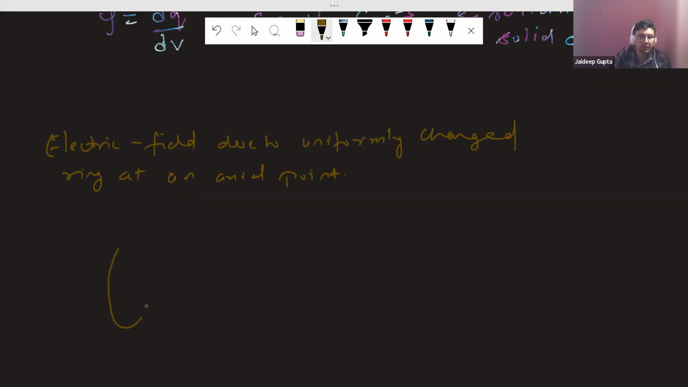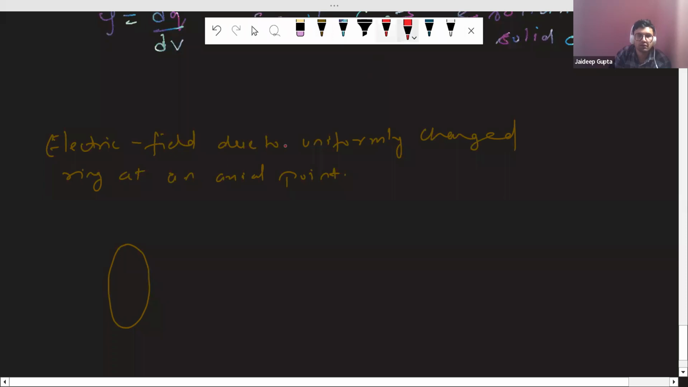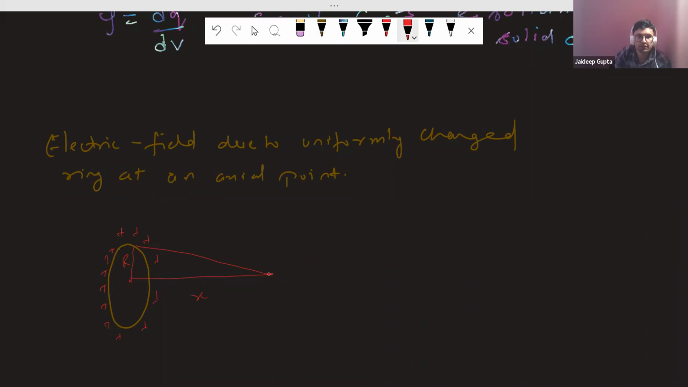So let it be a ring, with positive charge distributed on its length, having radius capital R. Now we have to calculate the electric field at point P due to this ring, making an angle theta with one of its elements. So we have to calculate the electric field at P. Is it okay till here?